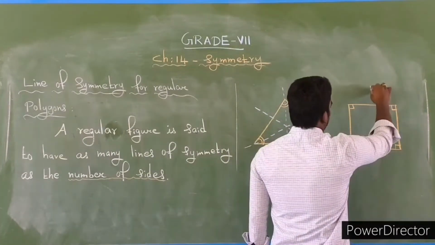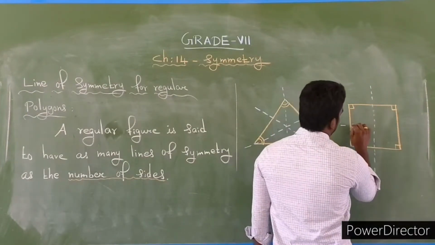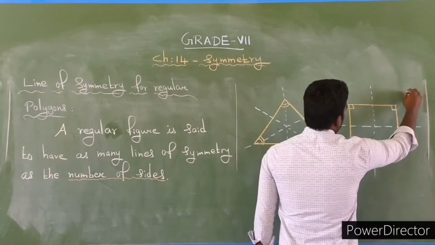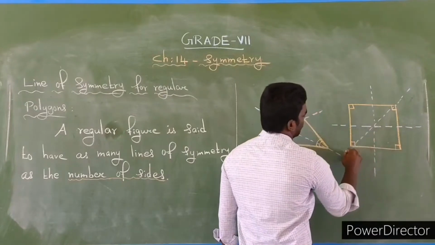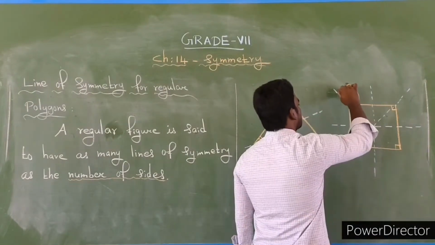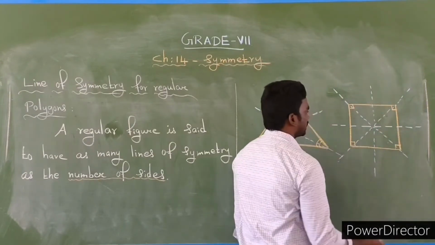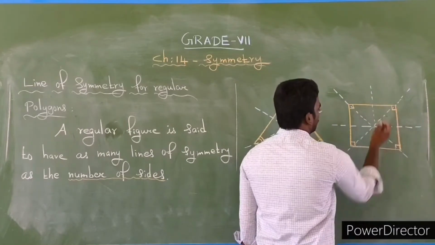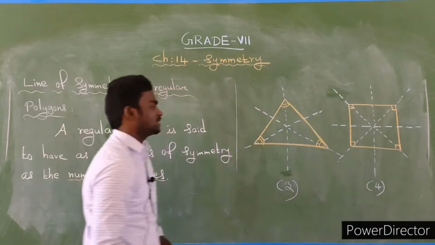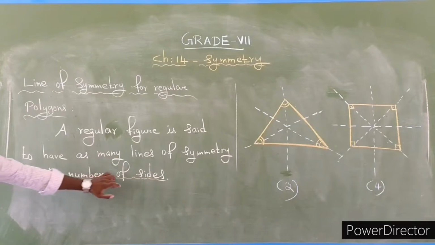How many lines of symmetry for a square? We can draw like this and this type also. Any other way to draw the line of symmetry? Yes, we can join the diagonals of the square. So this diagonal divides the shape into two identical shapes. Next. So how many lines of symmetry does it have? 1, 2, 3 and 4. So a square has 4 lines of symmetry. So what is our definition? A regular figure is said to have as many lines of symmetry as the number of sides.